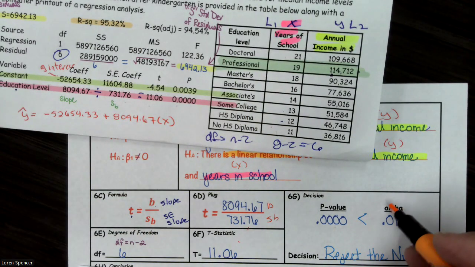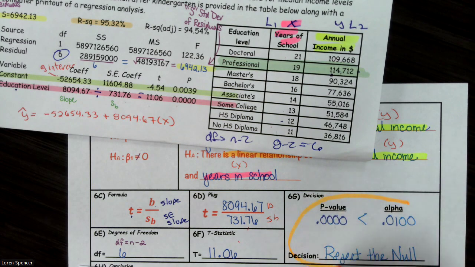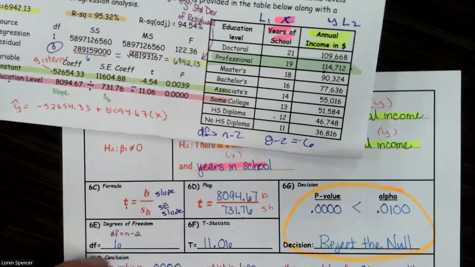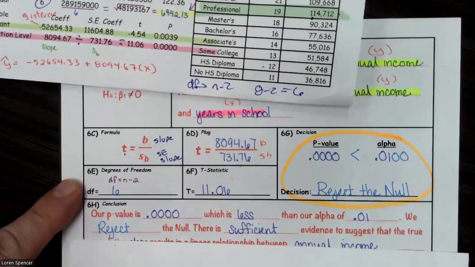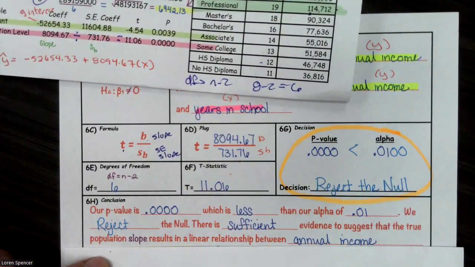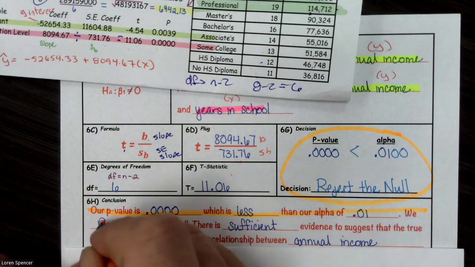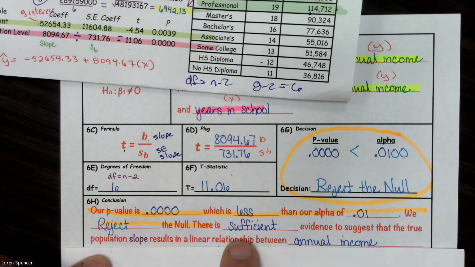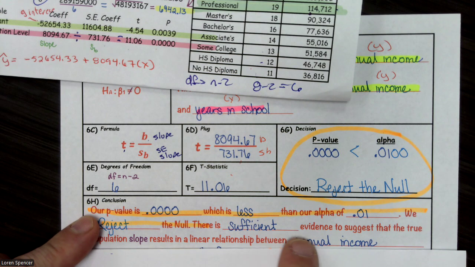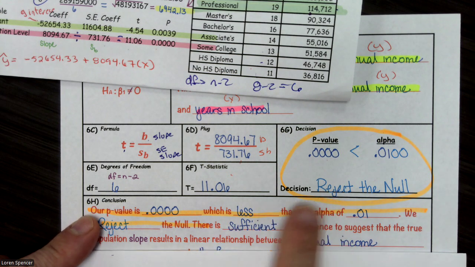Once again, the first two sentences of our conclusion come from this regression box. So our p-value is 0, which is less than our alpha 0.01. We reject the null. Like I said, that came straight from our decision box. So there is sufficient evidence to suggest, and remember, it is because we reject it. If we fail, it's a not.